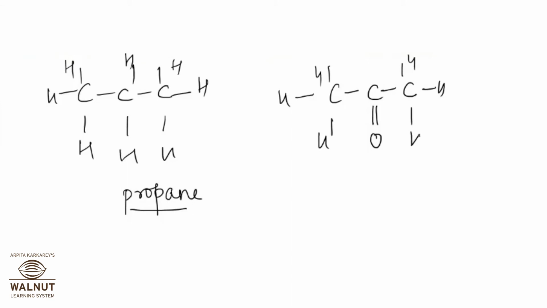Okay, now tell me the name. Again, there are 3 carbon. So the name is propanone, O-N-E. The suffix should be propanone. Clear? Please be very, very careful. Ketone will always come in the middle of the carbon chain. Aldehyde will always be in the terminal position. Terminal means end में होगा वो.